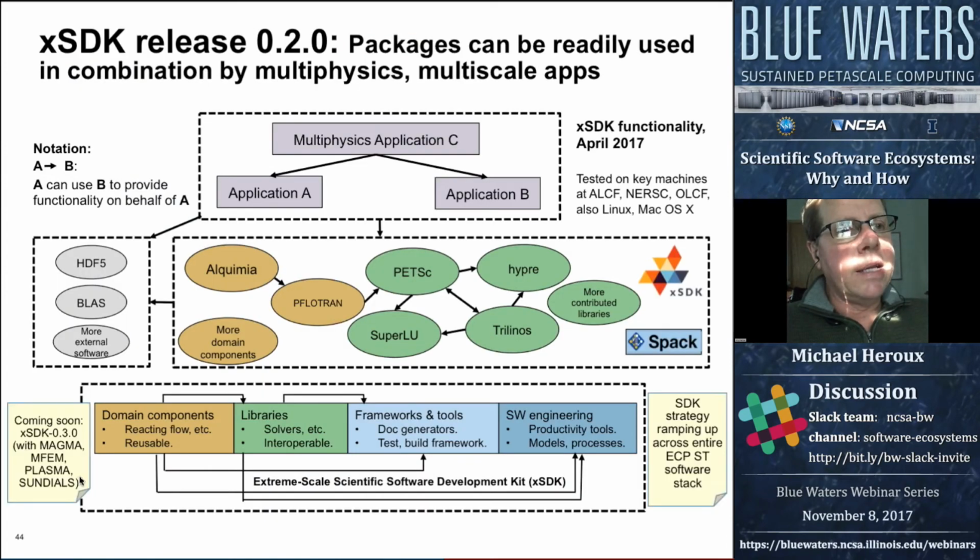So this is a schematic of where we are in this effort. This was release 0.2.0. You can see PETSc, hypre, SuperLU, Trilinos were part of that. And as were some domain-specific packages, Alquimia and PFLOTRAN. We will, in the next release, have additional packages. So we're growing this community step by step as other math library development teams want to become part of this xSDK.